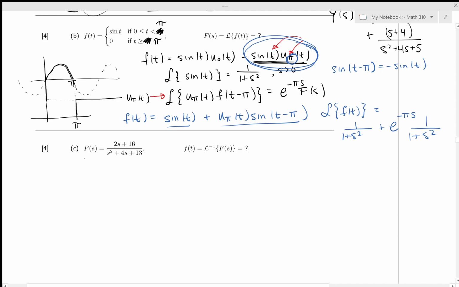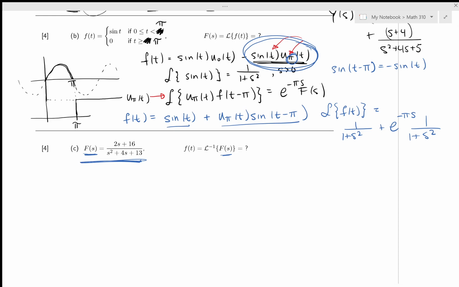I'm being given a function of s with capital F. So immediately I'm thinking this is a Laplace transform. And then I see, I'm being asked to take the inverse Laplace transform of this. So I look at this, and the first thing I'm thinking is, it is a rational function, so there are two possibilities I would consider: partial fractions or completing the square.